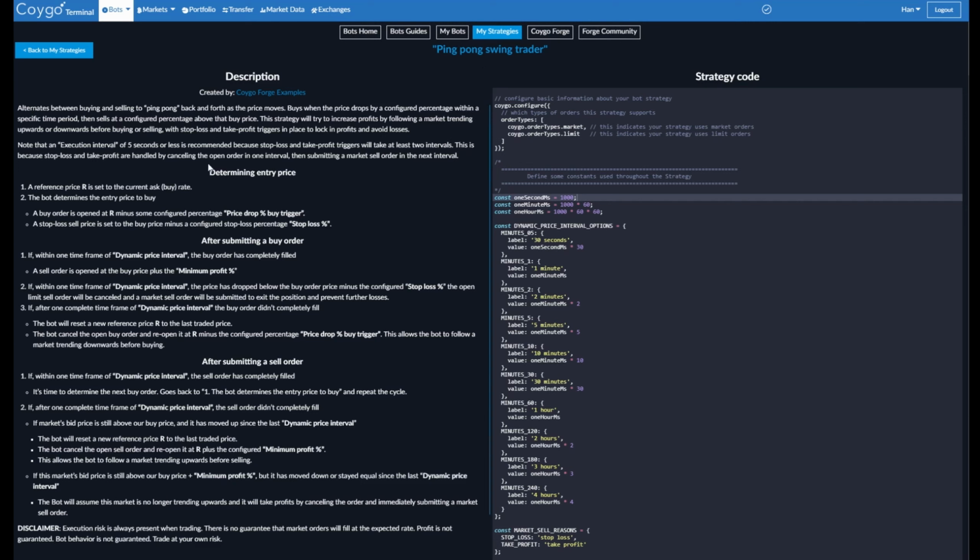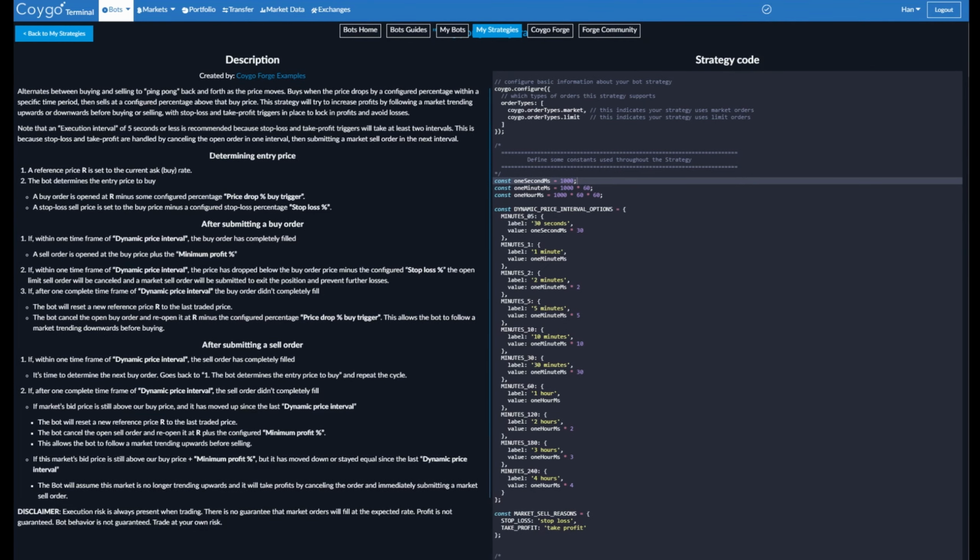As far as the ping pong swing trader strategy goes, we can see over here in the description that it alternates between buying and selling to ping pong back and forth as the price moves. It buys when the price drops by a configured percentage within a specific time period, and then sells at a configured percentage above that buy price. The strategy will try to increase profits by following a market trending upwards or downwards before buying or selling, with stop loss and take profit triggers in place to lock in profits and avoid losses.